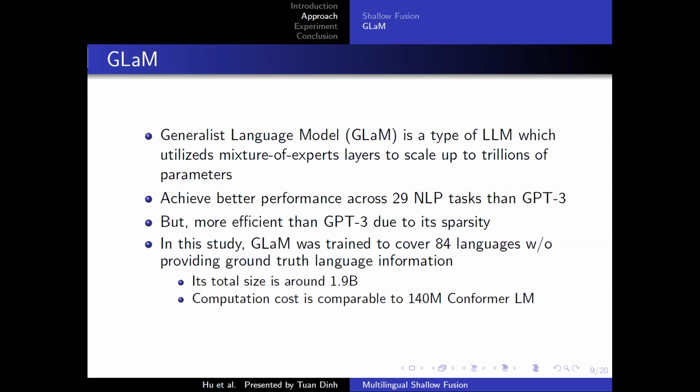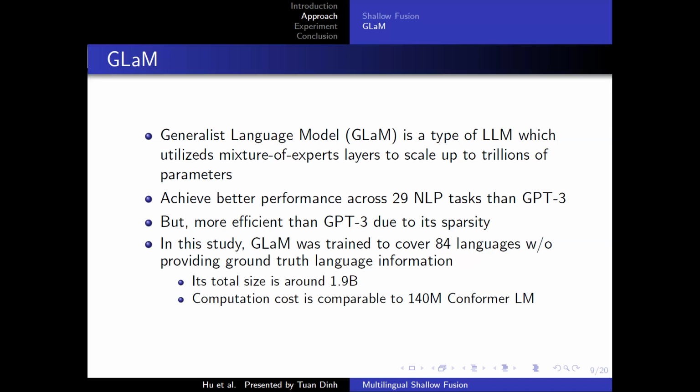In this study, the generalist language model, or GLAM, was used as the external language model in shallow fusion tasks. GLAM is a type of LLM which utilizes mixture of expert layers to scale up to trillions of parameters. It achieves better performance across 29 NLP tasks than GPT-3, but it is more efficient than GPT-3 due to its sparsity.